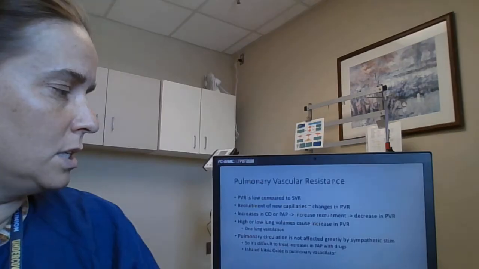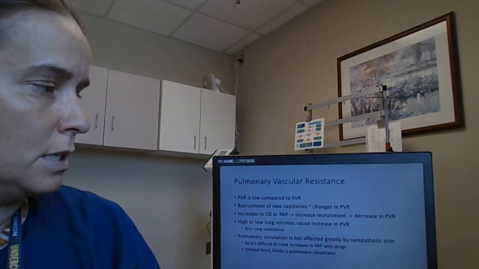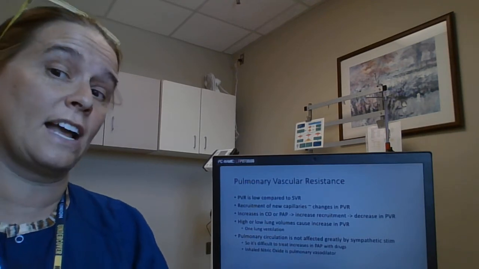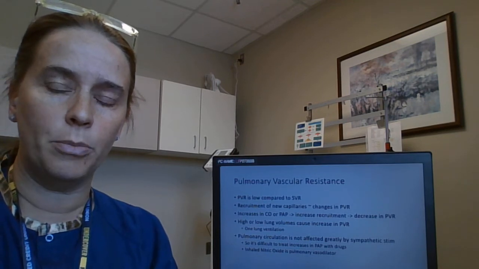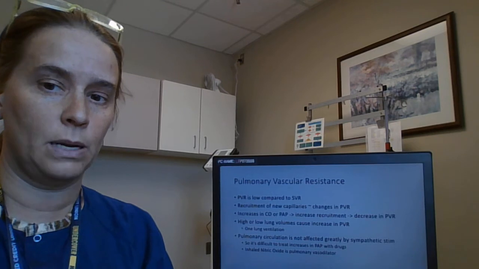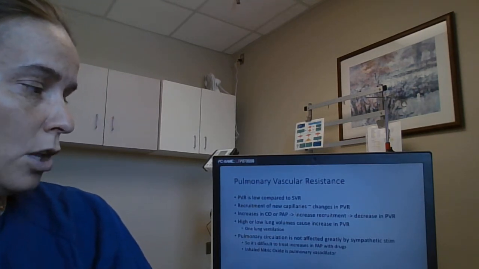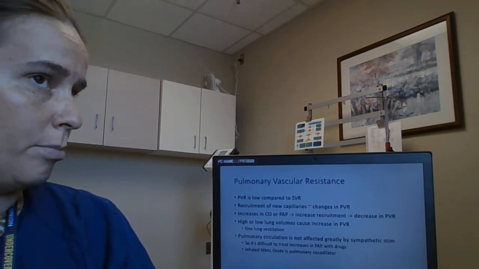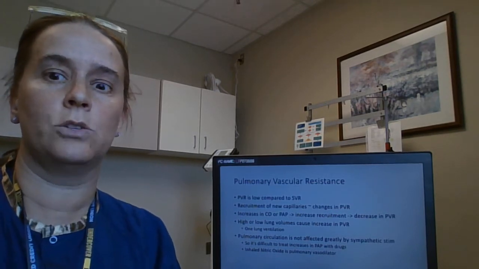And increases in cardiac output or pulmonary artery pressure increase the recruitment of capillary beds and decrease the vascular resistance. So if the cardiac output really goes up, your pulmonary system will decrease the resistance to that flow by recruiting new capillary beds. And there's also other situations. High and low lung volumes can change vascular resistance. And the classic example that you think about this in is one lung ventilation.